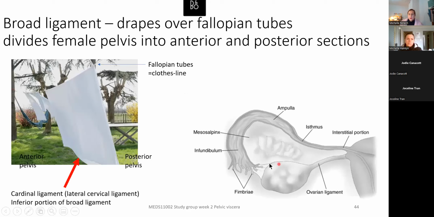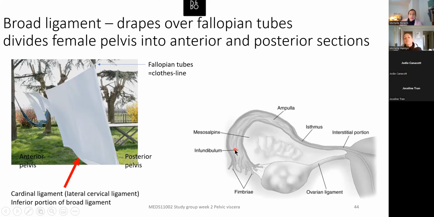Think of your fallopian tubes like a clothesline. And then if you folded a sheet and hung it over the clothesline, that's going to be your broad ligament. So all sitting through here in this sort of diagram that we had of your uterus and your fallopian tube and your ovary is the broad ligament.